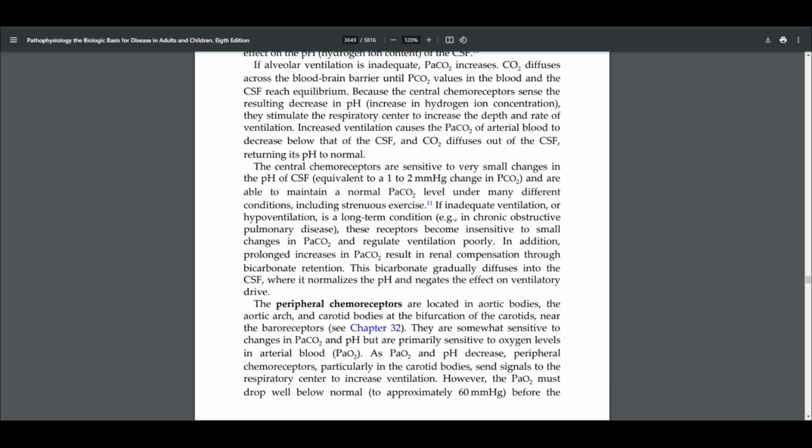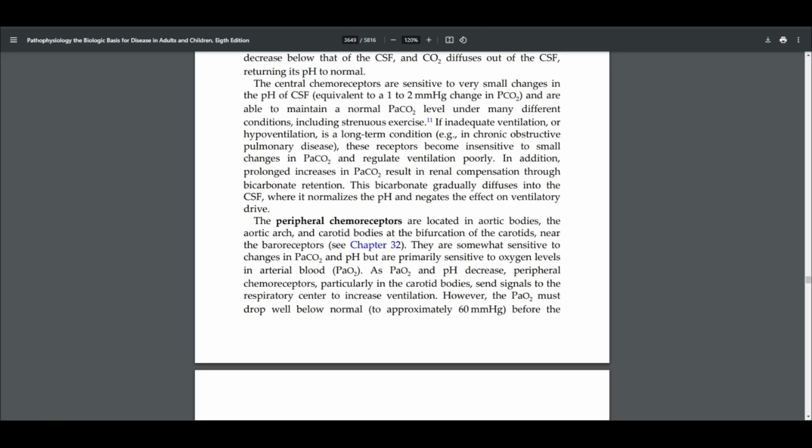Because the central chemoreceptors sense the resulting decrease in pH, with an increase in hydrogen ion concentration, they stimulate the respiratory centers to increase the depth and the rate of ventilation. Increased ventilation causes the PaCO2 of arterial blood to decrease below that of the CSF, and CO2 diffuses out of the CSF, returning its pH back to normal. The central chemoreceptors are sensitive to very small changes in the pH of CSF and are able to maintain a normal PaCO2 level under many different conditions, including strenuous exercise.